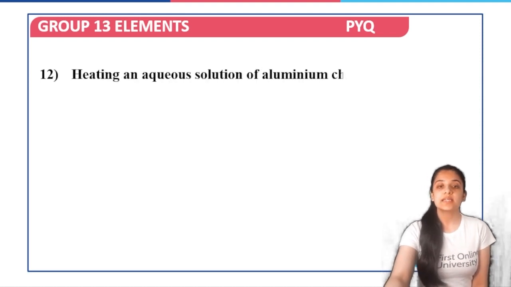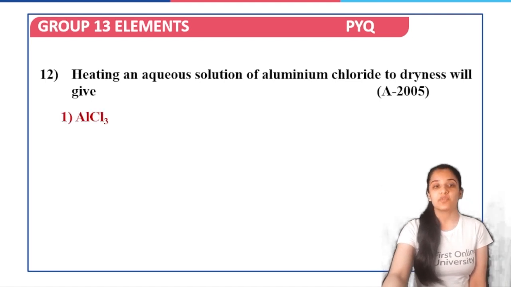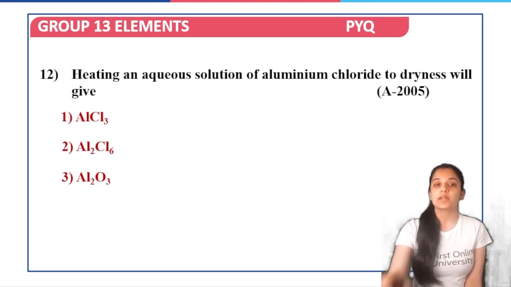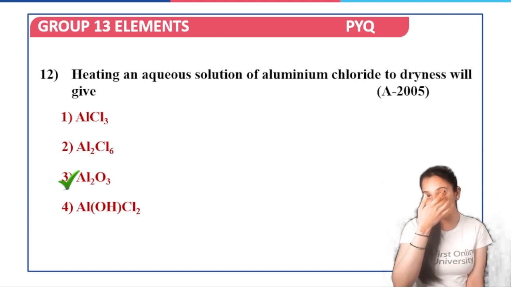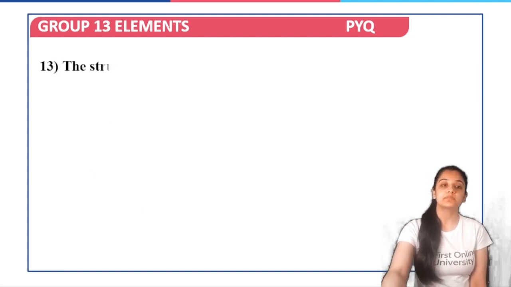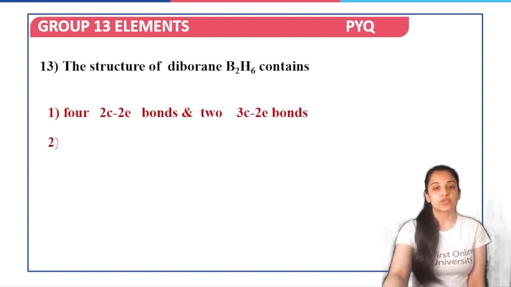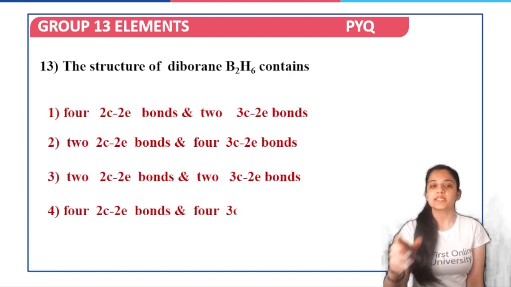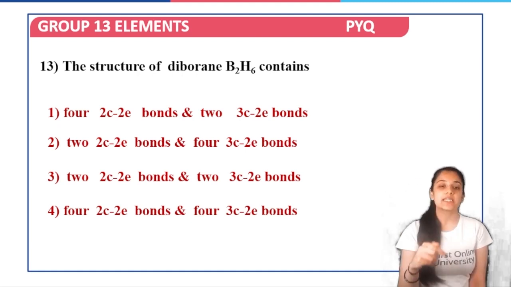Next question is, heating an aqueous solution of aluminium chloride, that is AlCl3, to dryness will give what? AlCl3, or Al2Cl6, or Al2O3, or Al(OH)Cl2. So Al2O3, that is alumina, is what we get on completely heating an aqueous solution of AlCl3. Next question is, the structure of diborane B2H6 contains. Okay, so this is something very easy and simple which we have already discussed. So there are 4 two-electron bonds and 2 three-center two-electron bonds.